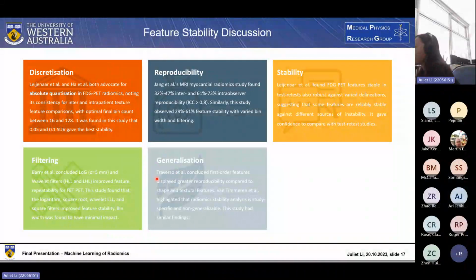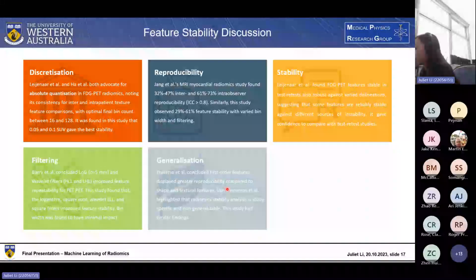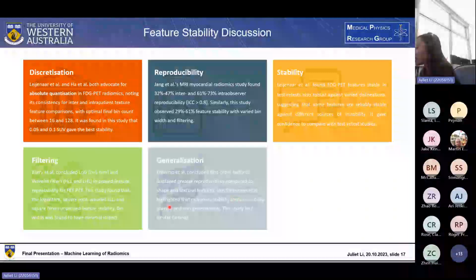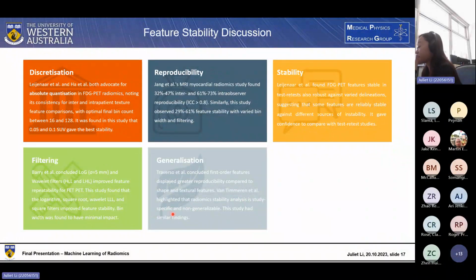A systematic review by Traversal concluded that, in most radiomic studies, first order features have greater reproducibility compared with shape and texture features. This is consistent with our findings. But another author has highlighted that radiomic studies are more case study specific.